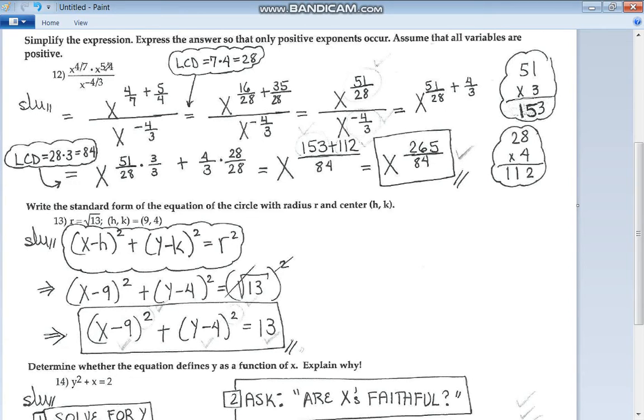x to the 4/7 times x to the 5/4 over x to the negative 4/3. Every one of these terms, they're factors because they're multiplying on the top. They are x, they're the same. So we're going to be able to smash these all together. First on the top, use the rule of multiplication for exponents. x to the 4/7 times x to the 5/4 is equal to x to the 4/7 plus 5/4. And don't forget to bring along the bottom.